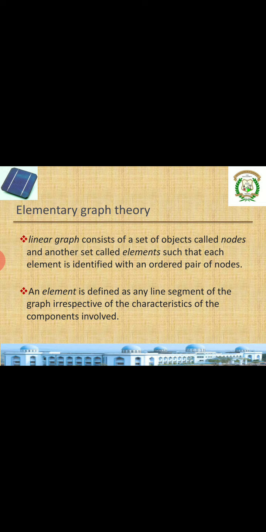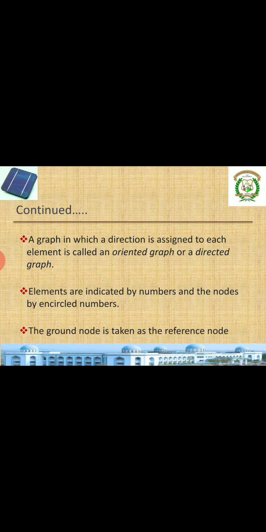An element is defined as any line segment of the graph, irrespective of the characteristics of the component involved. Either it may be a transformer, or a transmission line, or a generator. We will define it as a line segment. A graph in which a direction is assigned to each element is called an oriented graph or directed graph. Usually this direction is given with respect to the flow of current. So when a graph is directed with the direction of current flow, that is called an oriented graph.